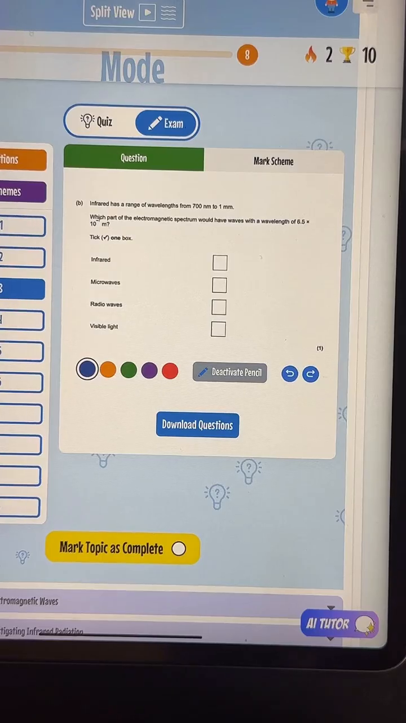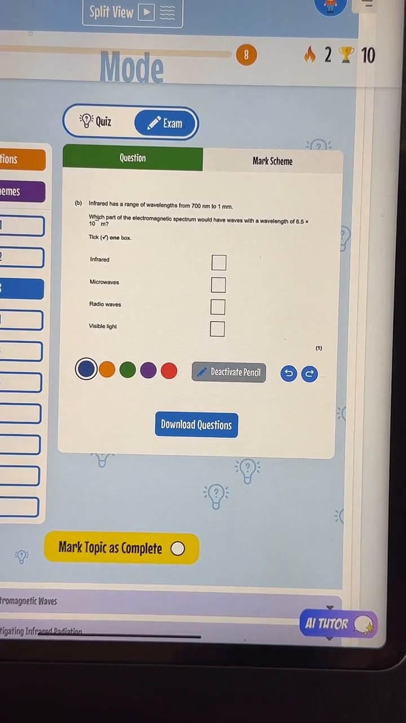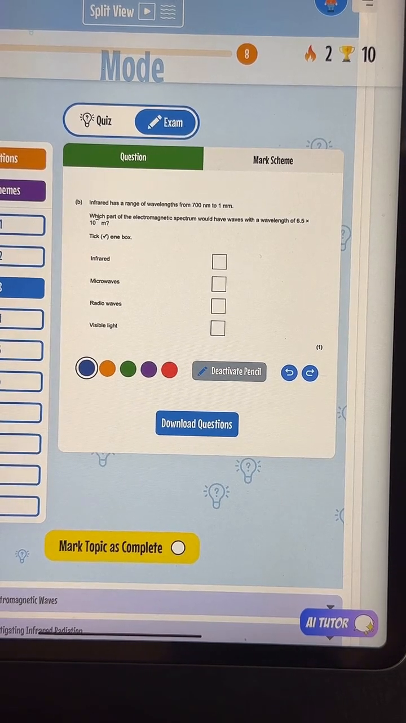Which part of the electromagnetic spectrum would have waves with a wavelength of 6.5 times 10 to the minus 7 meters? Tick the correct answer in the box. So that's 6.5 times 10 to the minus 7.